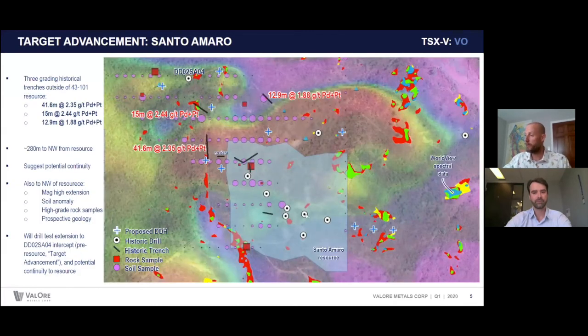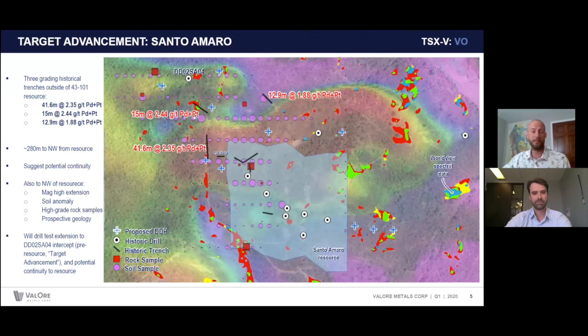Again, here are the 5 resource holes that we just saw in cross-section. The proposed holes are in blue crosses, and the historical drill intercept that's pre-resource, target advancement style, is sitting up here. Now, these are historical trenching numbers. We didn't do these trenches ourselves, but through mining of the database, we were able to pull out these grade references for mineralized intervals within these trenches.